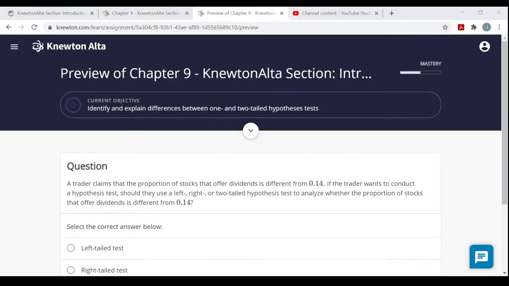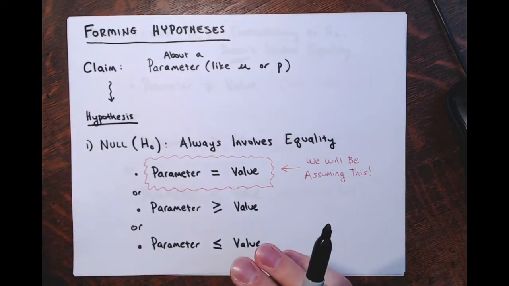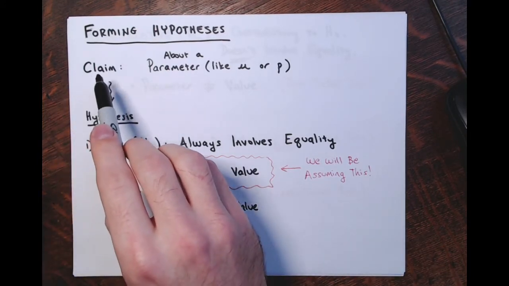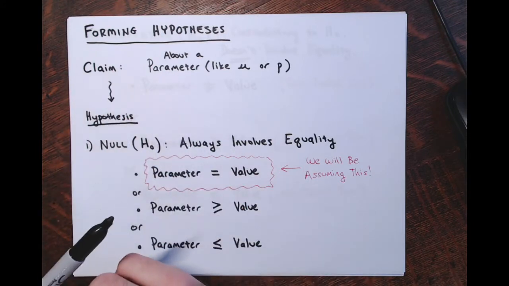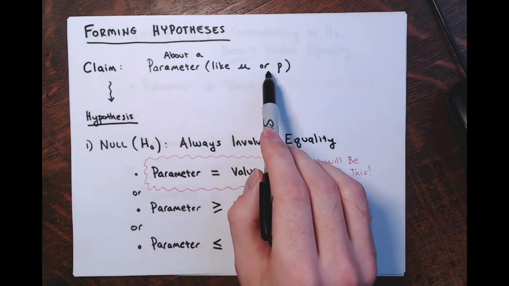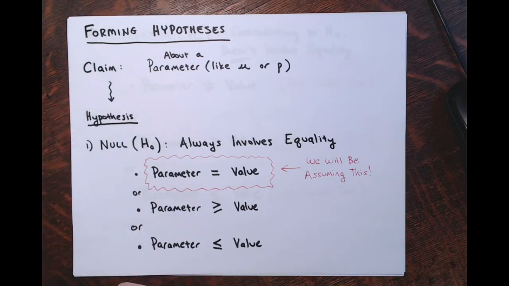Now here's the question, but before I get into it, I would like to go over some more of the steps of hypothesis testing. The first step was forming the hypotheses. You're going to have a claim that is made about the population. Somebody makes a claim about a parameter, like the population mean or the population proportion, mu or p. And then we want to test that claim.